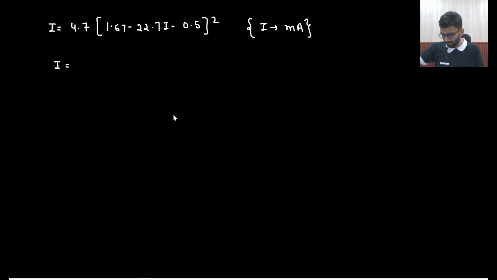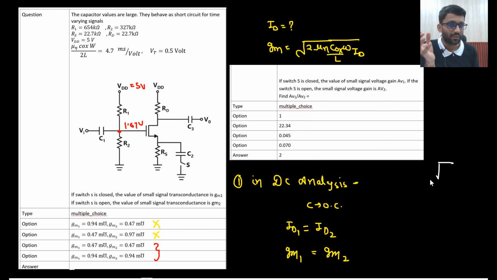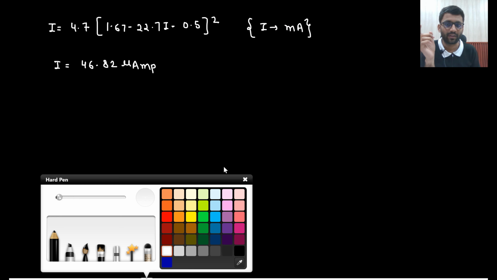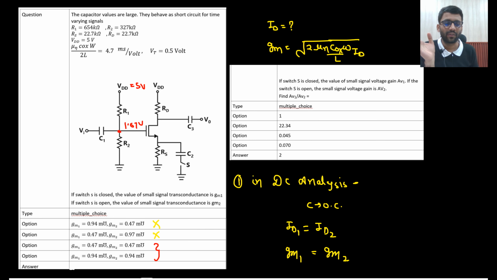By solving this equation, I have already solved it. I get the value of I as 46.82 microampere. Here you have to take care of milliampere, microampere, all these things, because that is very important. Because you are going to take the root here, the root of 10 to the power 6 and the root of 10 to the power minus 6 will make a huge difference, right? So whenever a problem involves a square root, you need to take care of the power as well. This is very important. 46.82 microampere we are getting.